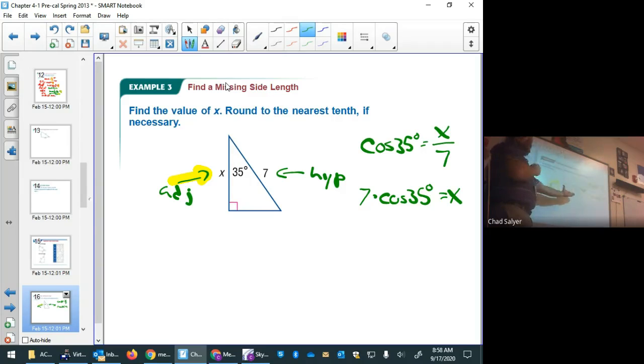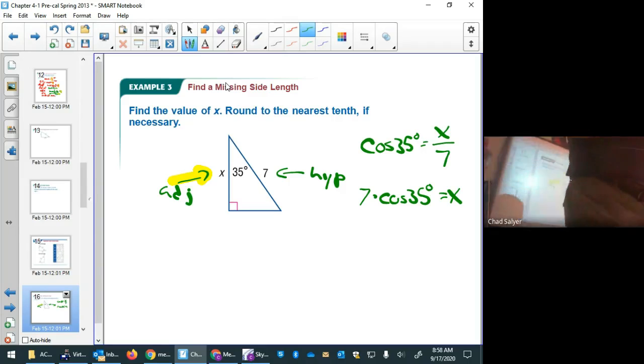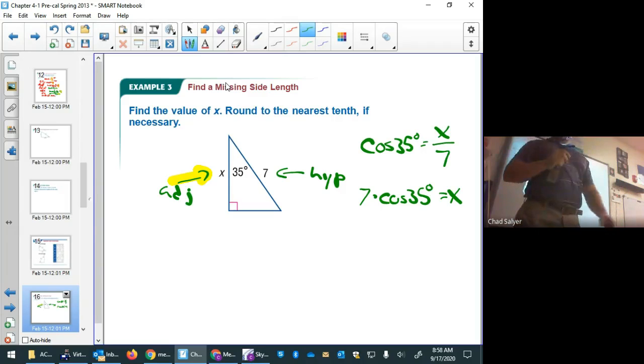Now that's exactly correct. However, that's not very useful. What if I were to go into Lowe's and say, I need 7 times the cosine of 35 units of lumber? They're going to be like, what the heck, dude? So we'll convert it to a decimal.